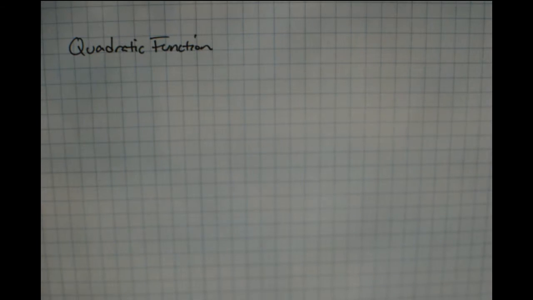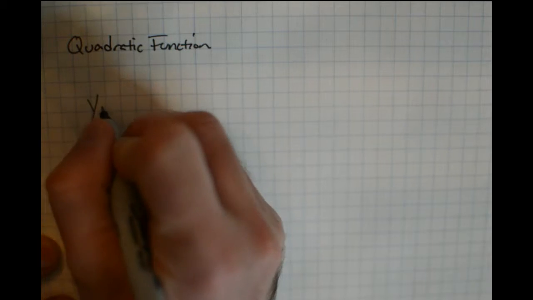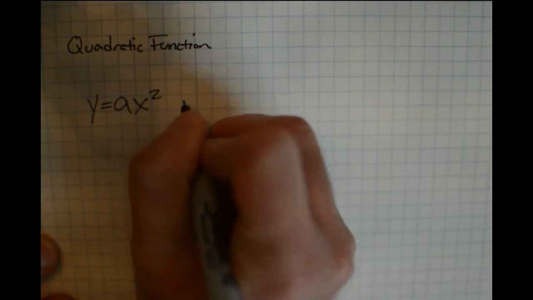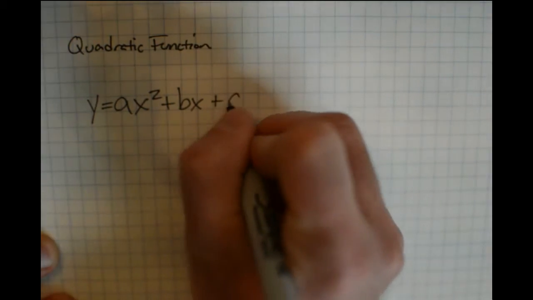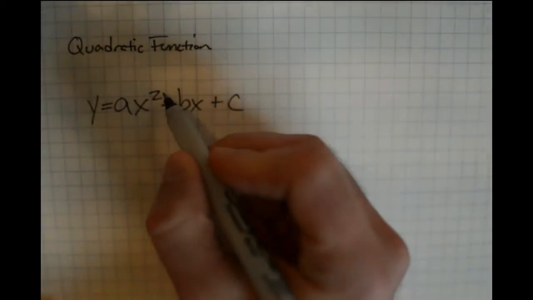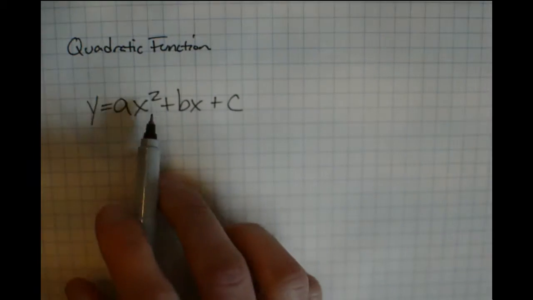In this video, we're going to take a quick introductory look at what's known as a quadratic function. It's a new type of function that we haven't studied yet this year. A quadratic function is one that is in the form of y equals ax squared plus bx plus c. We call it quadratic because the highest power on the independent variable x is 2.